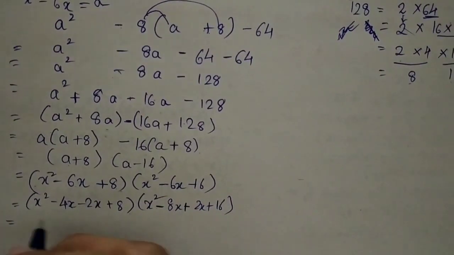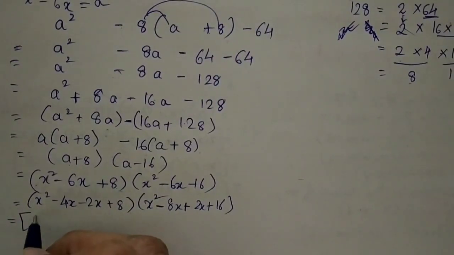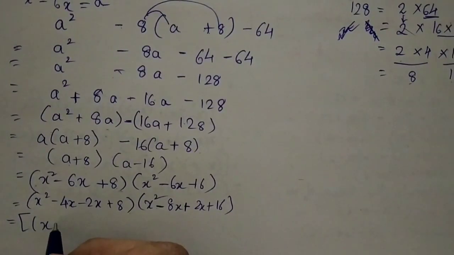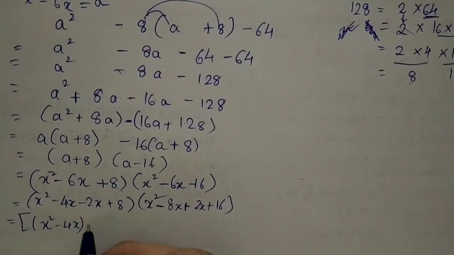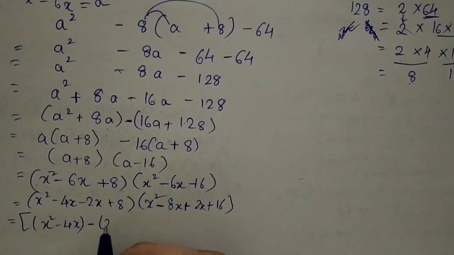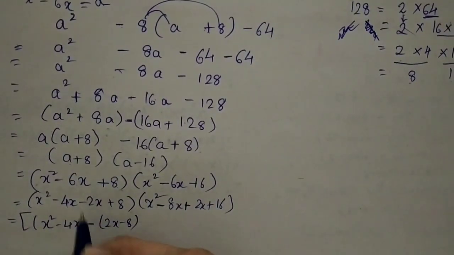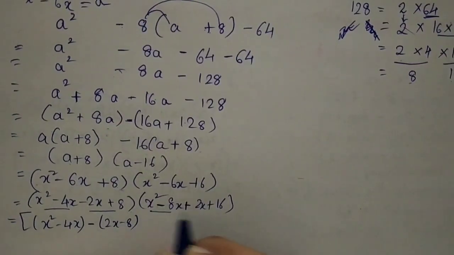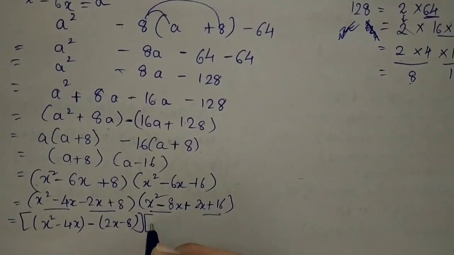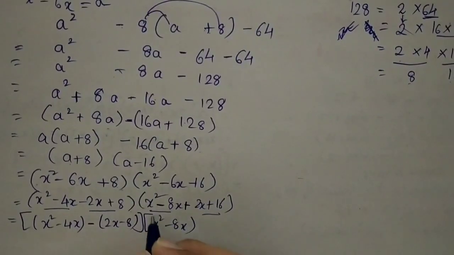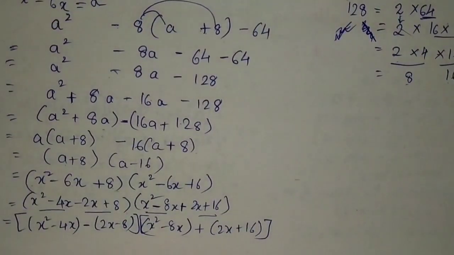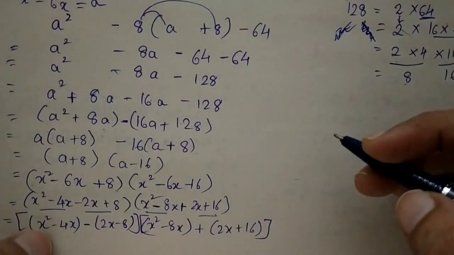So again you'll form two brackets here. x square minus 4x in one bracket, minus goes outside, 2x minus 8. Why, children? Because minus is outside, so this sign will change. Okay, so we made two pairs like this. Similarly, this 2 will go inside the other bracket. So that will be x square minus 8x in one bracket and plus 2x plus 16 in the other bracket. Now after this, we are going to solve this further.